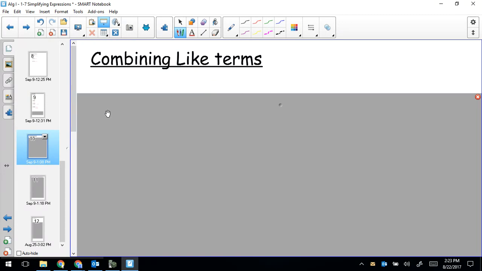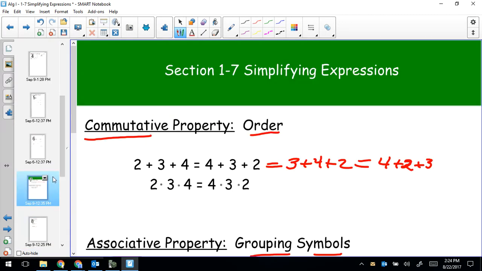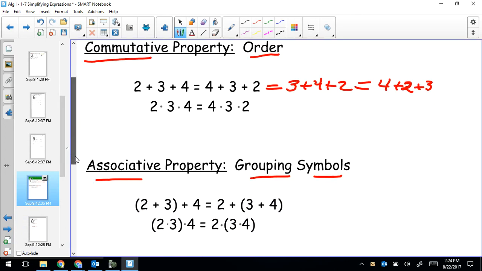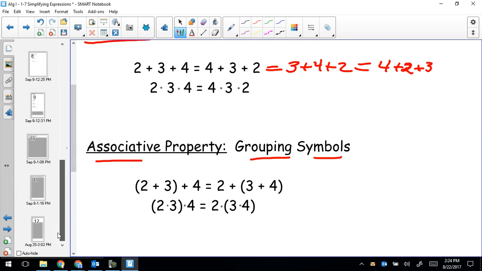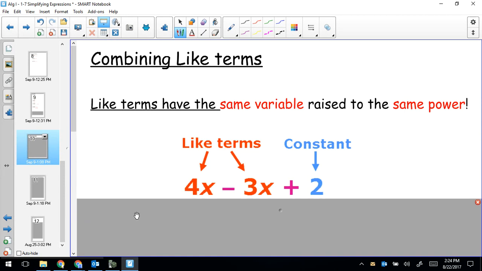Okay, so those are the properties. Distributive property, associative and commutative properties. You got to know what those properties are and be able to identify them. Okay. Now, we're going to need to use those properties in order to combine like terms. We need those properties as kind of like our building blocks for algebra, for combining like terms. So what are like terms?